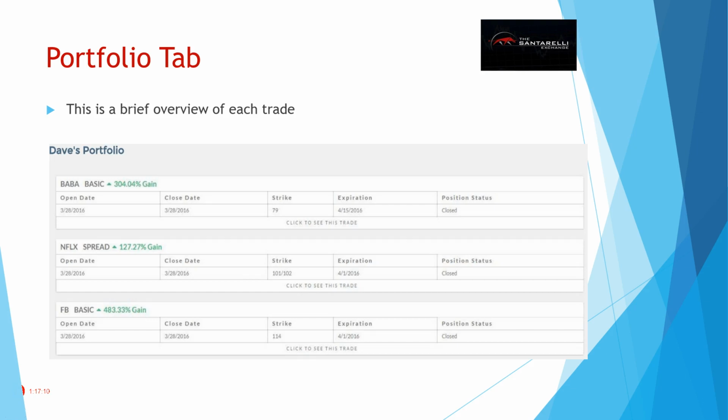The portfolio tab shows you every trade that we've ever made. It tells you the open date, the close date, strike, expiration, and the percent gain or loss.